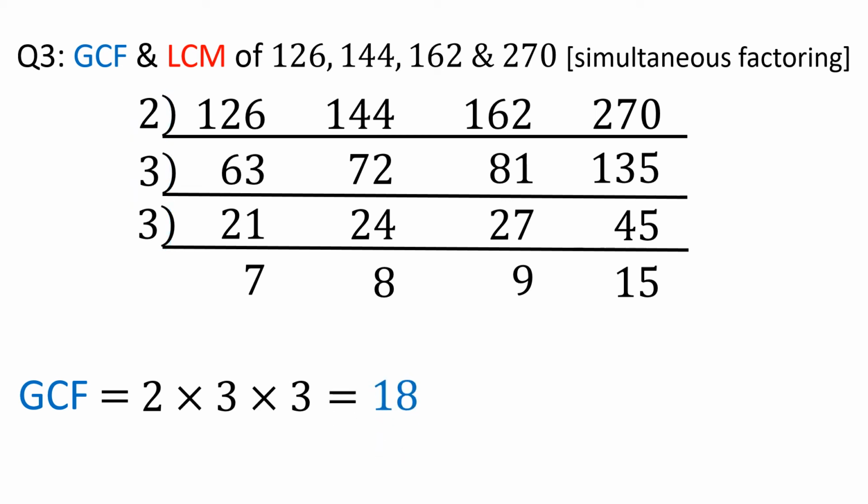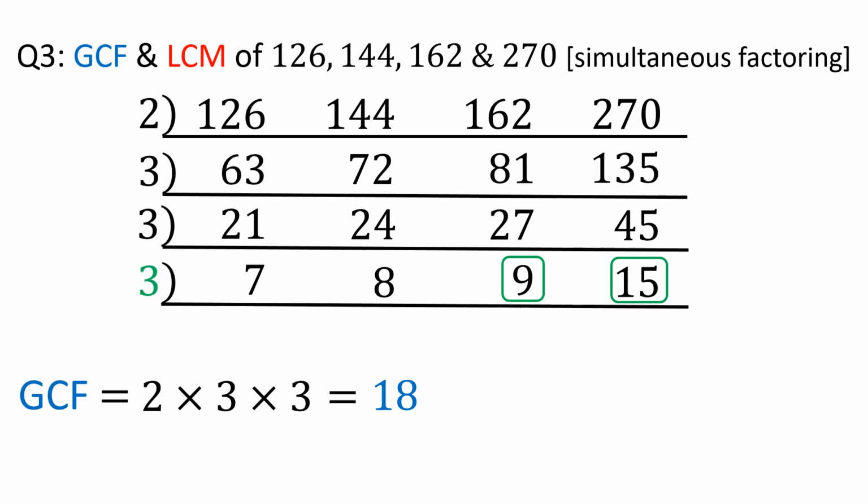In order to find the LCM of four whole numbers, we continue to find a common factor for two whole numbers among four. If you take a look at 9 and 15, there is a common factor 3, so we can divide them by 3. Nothing changed for 7, nothing changed for 8. 9 divided by 3 is 3. 15 divided by 3 is 5. Now we have 7, 8, 3, and 5. Since there is no common factor for any two whole numbers, we stop factoring.